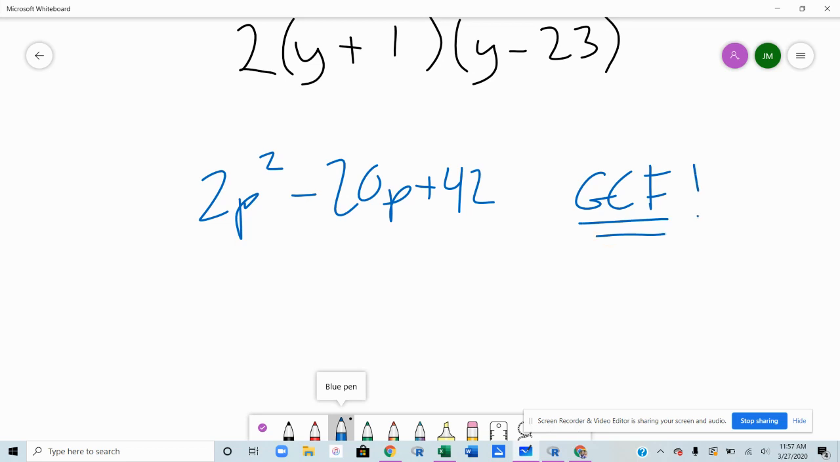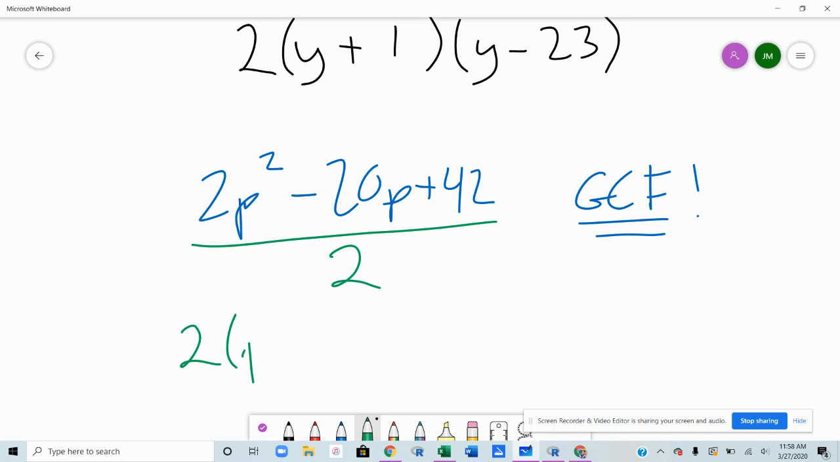You always start with GCF. You've got 2, negative 20, and 42. They can all be divided by 2. P squared, P and nothing, which means no P's in common, so your GCF is just 2. 2p squared divided by 2 is p squared. Negative 20p divided by 2 is negative 10p. And 42 divided by 2 is 21.